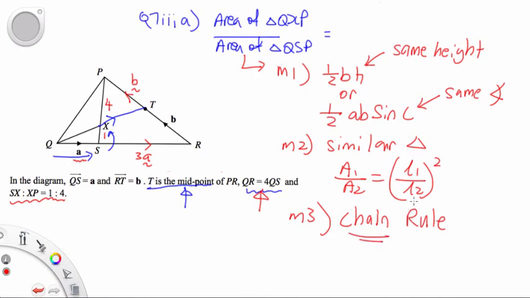But if you look at this question, QXP and QSP, now if you notice, they actually have the same height.